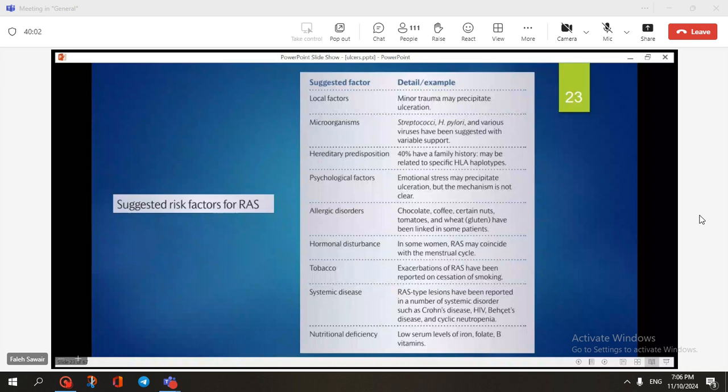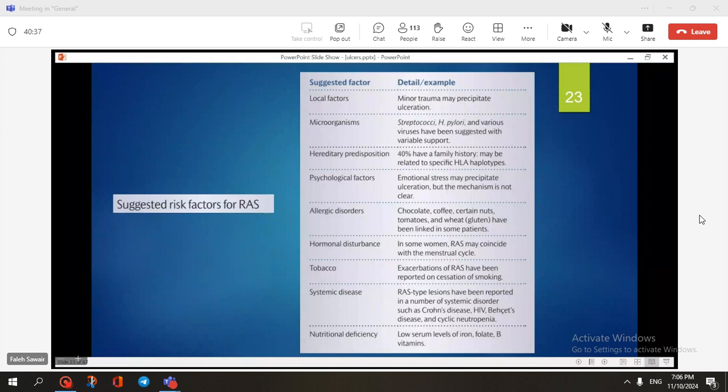In some patients, they think that they are a result of allergy to chocolate, coffee, certain nuts, and others. Hormonal factors. Some women connect the ulcers with the menstrual cycle, or for example puberty, but it is not clear what the relation is.